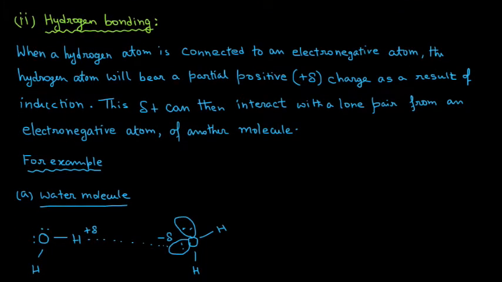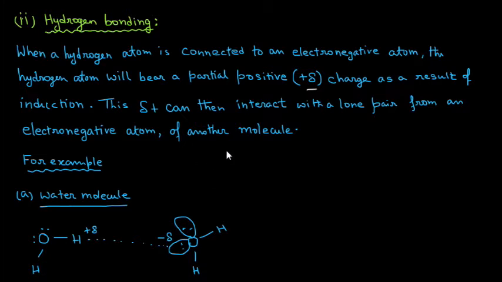The next type of force is hydrogen bonding. So what is hydrogen bonding? When a hydrogen atom is connected to an electronegative atom, the hydrogen atom will bear a partial positive charge, that is delta plus, as a result of induction. This partial positive charge can then interact with a lone pair from the electronegative atom of another molecule.